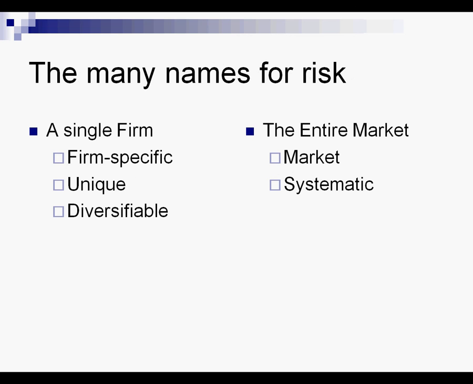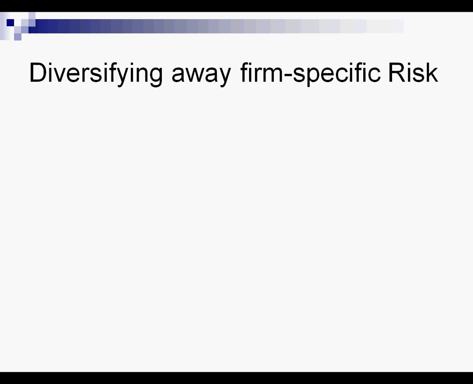Risk goes by many names. We've just talked about the two types, which was the firm risk and the market risk. Market risk is also called systematic risk, and single firm risk can be called firm-specific, unique, or diversifiable risk. So lots of different names for two different ideas.